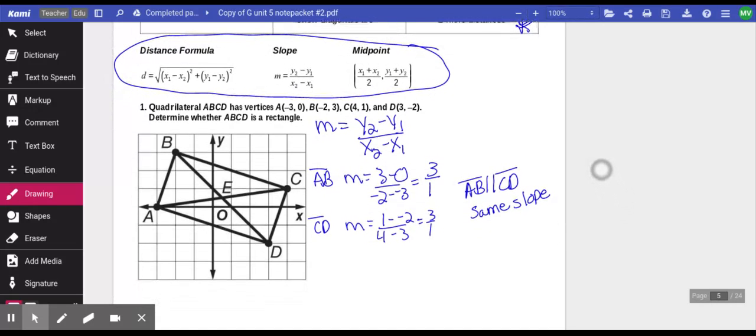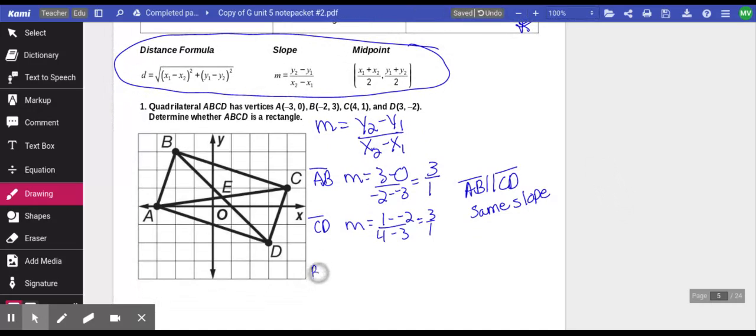Now I need to show the other two sides. So I'm going to do the slope of BC. Notice I label everything I'm finding the slope of, and I show the numbers I'm substituting. So that's 3 minus 1 over negative 2 minus 4. So that's 2 over negative 6, which is negative 1/3.